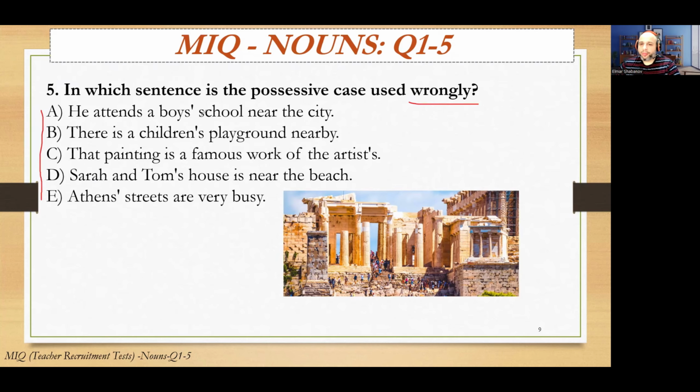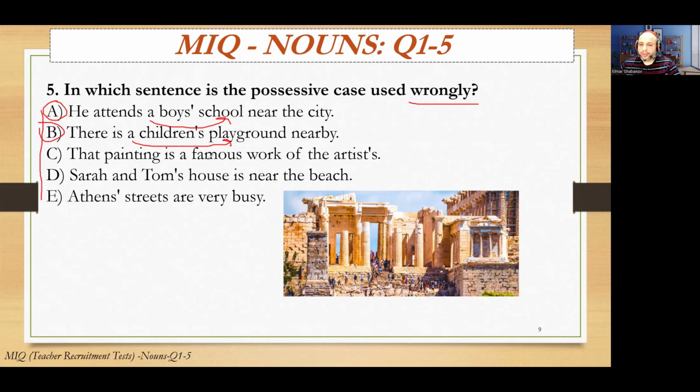He attends a boys' school near the city. So he attends a school, but it's a school for boys, for plural. In plural, we put S apostrophe, which is fine. There is a children's playground nearby. It's a playground, but it's for children. It's a children's playground. So this is correct.